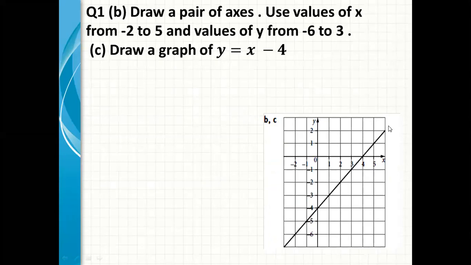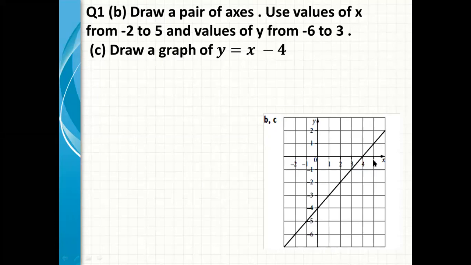This is your grid, and you just draw it. They tell you here to draw a pair of axes. Use values for x from negative 2 to 5. Sometimes in the question, they just want from you a very short specific number. So for x, they need only the values from negative 2 to 5. So this is the x-axis from negative 2, and you keep going negative 1, 0, 1, 2, 3, 4, up to 5. Stop. You don't need longer.